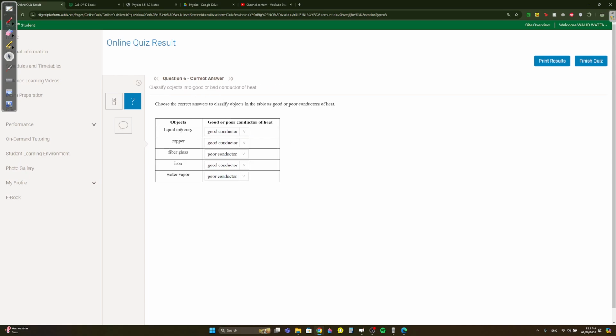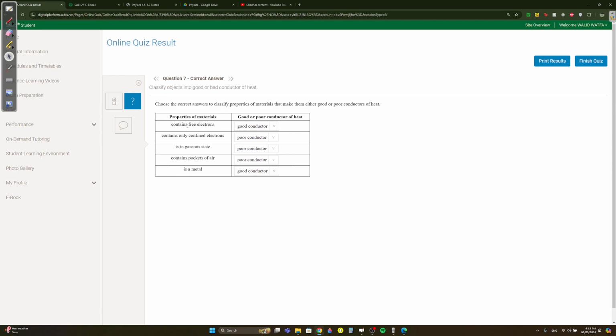Question 6. You have to know if it's a good or poor conductor. Liquid mercury, we said, is the only exception to liquids that is a good conductor. Copper is a metal, so good conductor. Fiberglass is not a metal, poor conductor. Iron, metal, good conductor. Water vapor, poor conductor. Remember, water is a very poor conductor of heat. Okay, what contains free electrons? Good conductor. If it contains confined electrons, confined meaning it's not free, meaning it cannot move, then poor conductor.